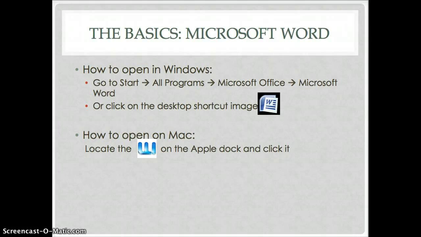So if you're trying to open Microsoft Word on a Windows desktop, there's two ways to open it there. The first way is to go to Start, which is located on the lower left-hand side of your desktop. Go to All Programs, Microsoft Office, and then click on Microsoft Word. Or you could check your desktop to see if you have a shortcut image that looks like this. To open Microsoft Word on a Mac, locate the W on the Apple dock and click on it.